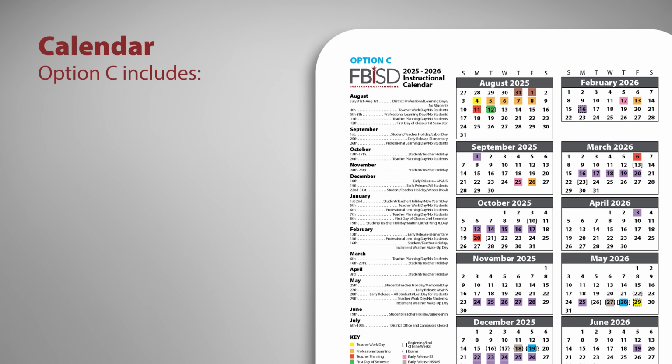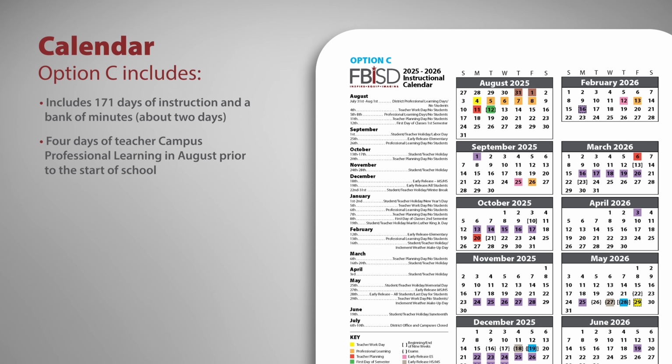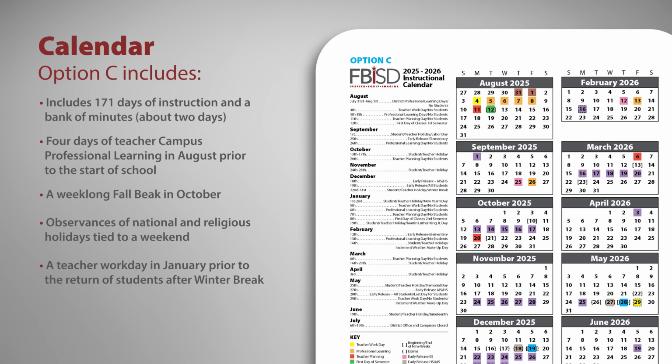Calendar C has 171 days of instruction and a bank of minutes that equals about 2 days. 4 days of campus professional learning in August before school starts, a week-long fall break in October, observances of national and religious holidays tied to a weekend, a teacher workday in January prior to the return of students after winter break, and Calendar C places spring break in the 3rd week of March.